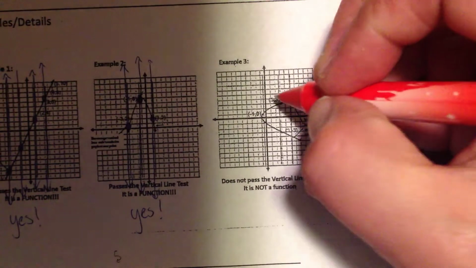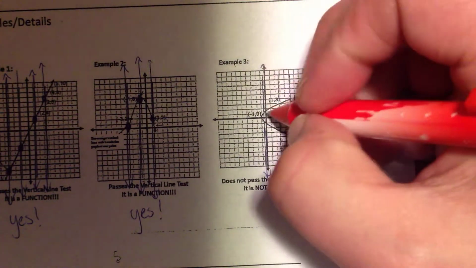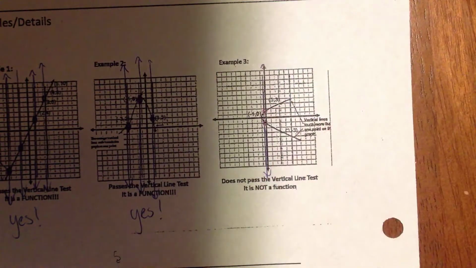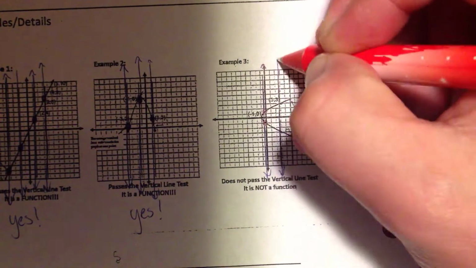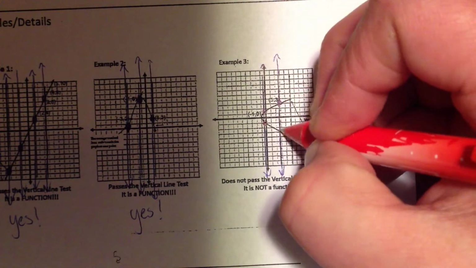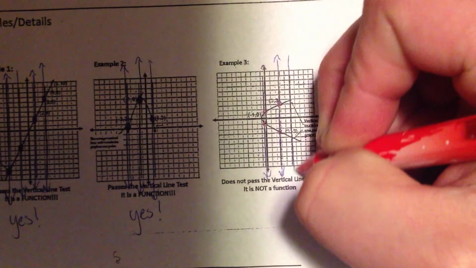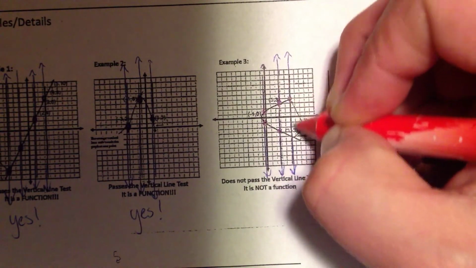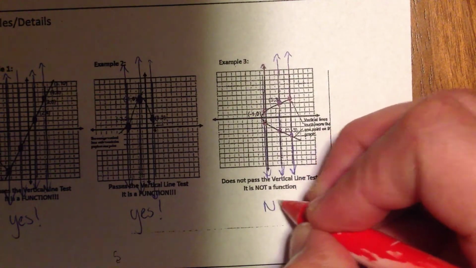In example 3, if I draw a vertical line here through my graph, it intersects my graph twice. If I draw a vertical line through the graph here, it again intersects my graph twice. And if I were to draw a vertical line here, it intersects my graph twice again. So because it intersects my graph more than once, it is not a function.